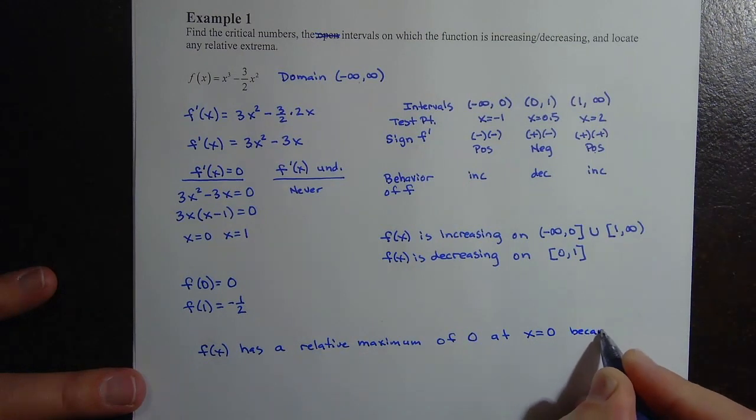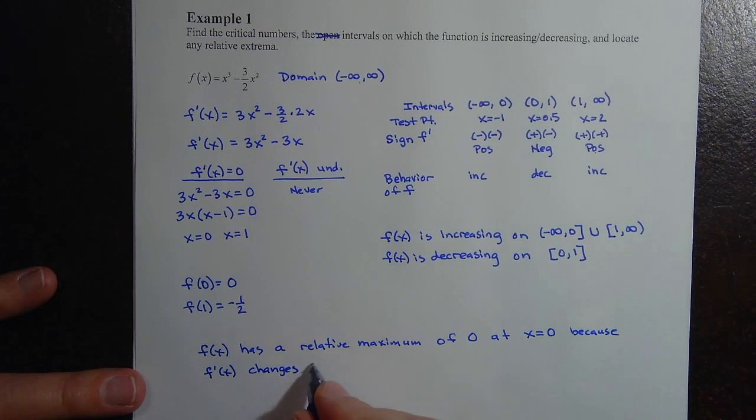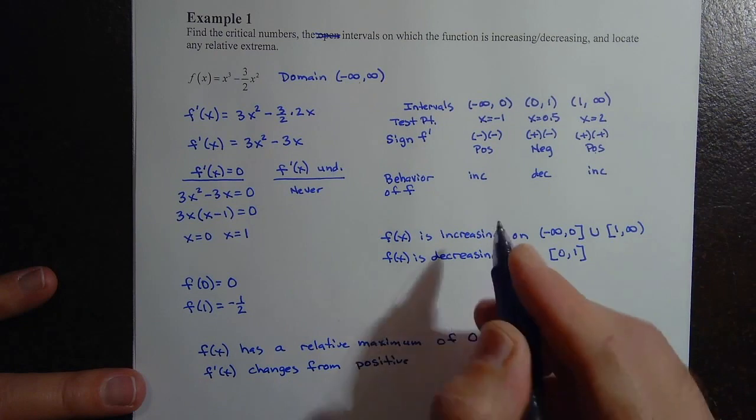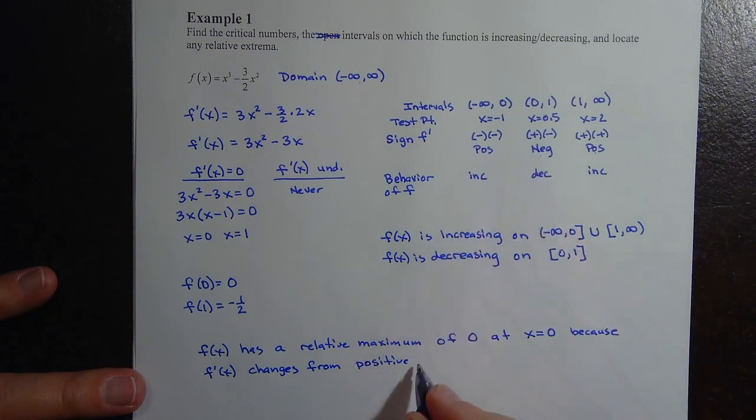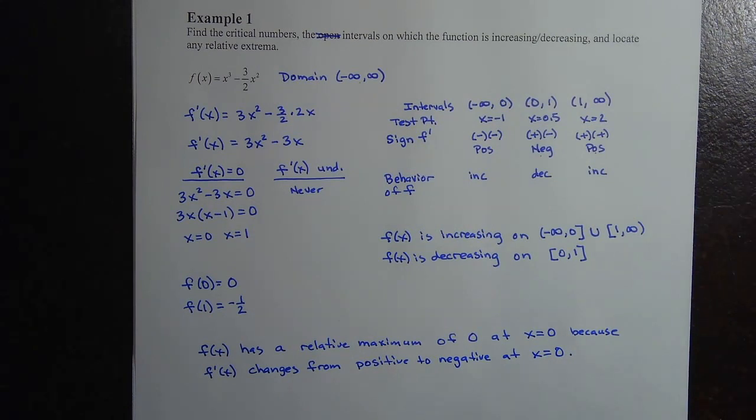Because, and how do we know that it's a relative maximum? It's because f prime of x changes from positive to negative at x equals 0.